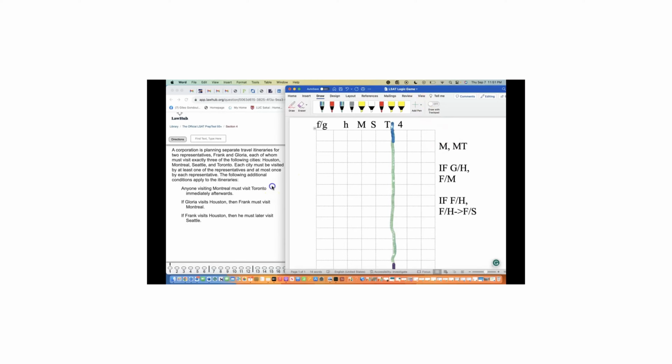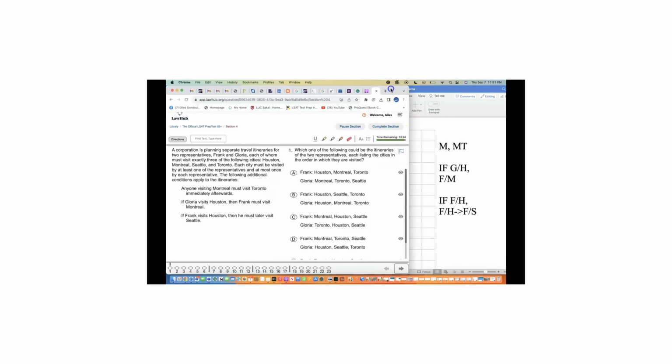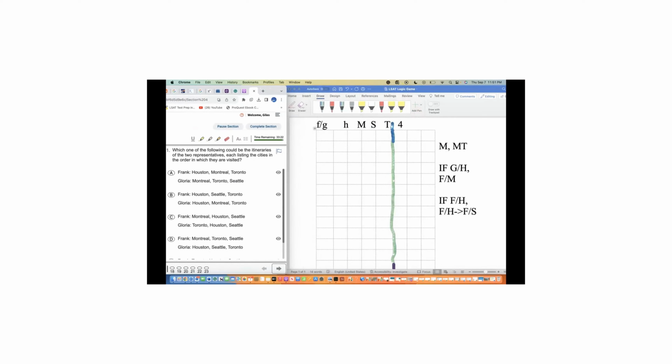Alright, so now we're going to look at each question, and we already took a few minutes to come up with the setups. Which of the following could be the answer, with the 2 representatives each listing cities in the order in which they are visited? Starting with the M rule, MT, look at my mouse, I'm quickly looking for Montrose and seeing Toronto after, and if I don't see it, I take it off the board immediately.